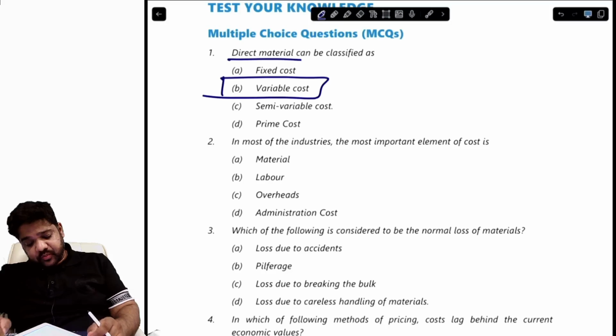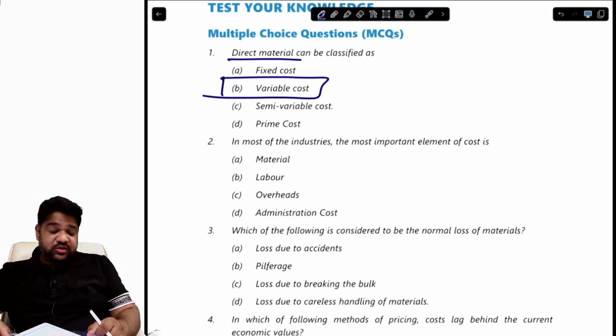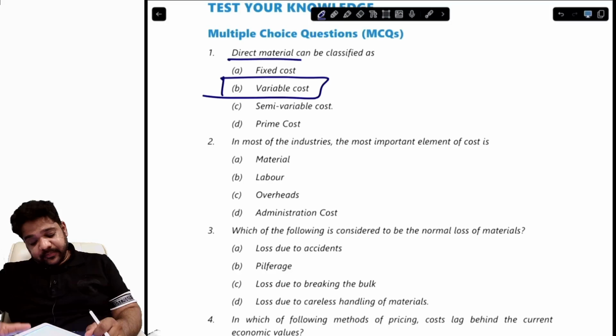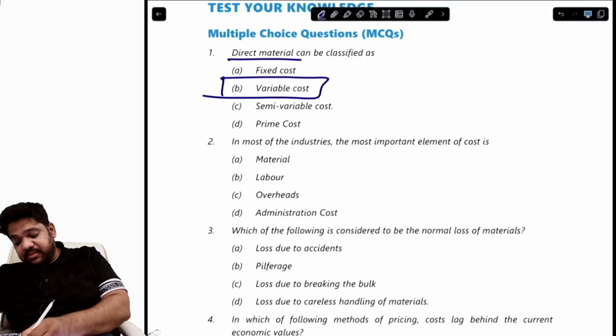Okay. In most of the industries, the most important element of cost. I find this MCQ a little subjective because they are saying most important elements. So elements are material, labor, and expense.